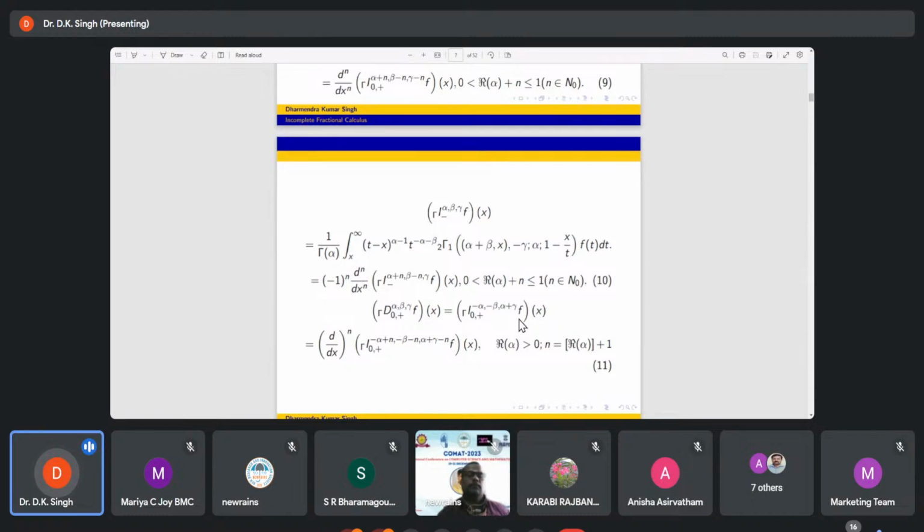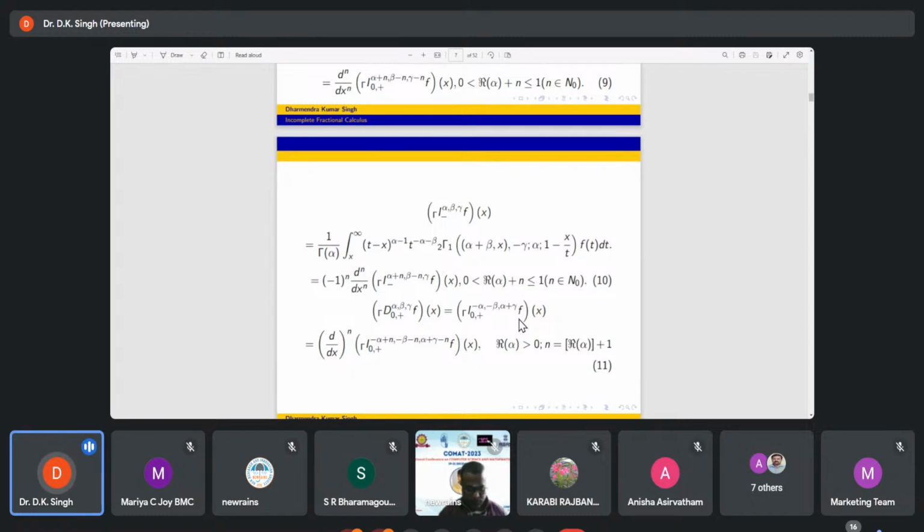These fractional integral forms are 1 over gamma alpha, integral from x to infinity, of t minus x to the power alpha minus 1, t to the power minus alpha minus beta. Again, this represents the incomplete hypergeometric function of f(t) dt. These integrals can be represented in a derivative form with this notation, d^n over dx^n, with the complementary gamma function, alpha plus n, beta minus n, gamma, and the minus notation represents the limit of integration x to infinity, applied to the function of x. These are the conditions: real alpha plus n is greater than 0 and less than or equal to 1, where n belongs to the natural numbers.